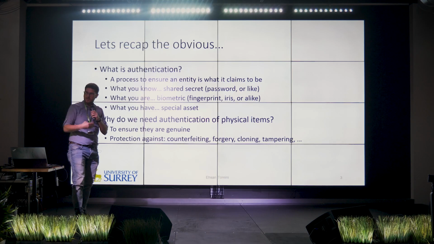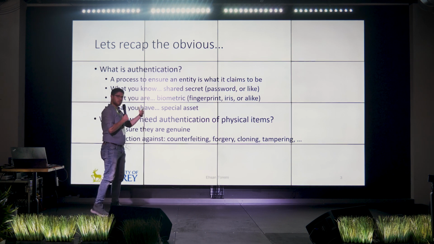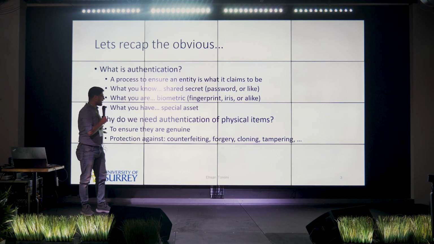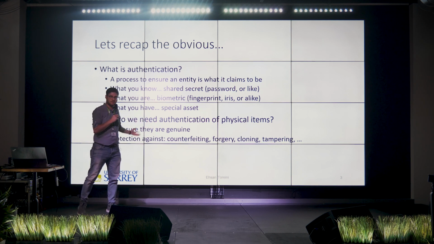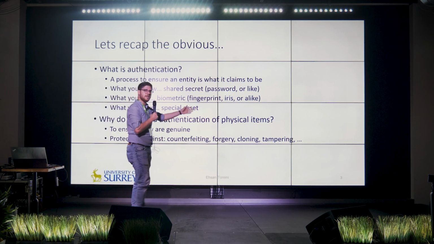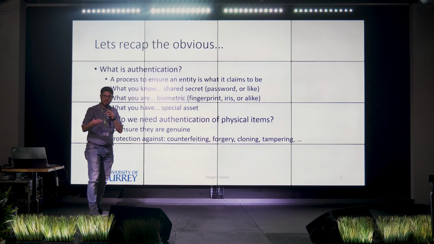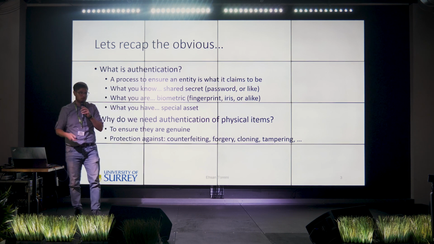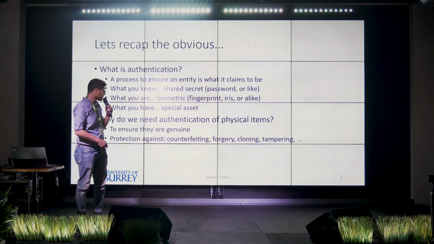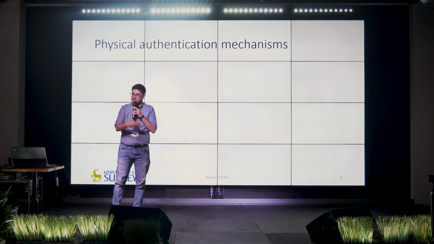In terms of a physical item, that could be a protection mechanism to make sure the item is genuine. That could be any sort of protection against counterfeiting, forging, cloning, tampering, or any other sort of physical changes that might happen to a genuine product or a counterfeit product. So let's review what's going on in that aspect.